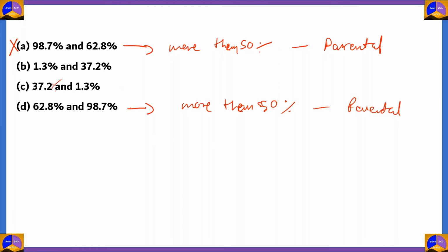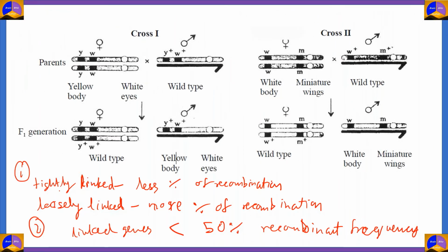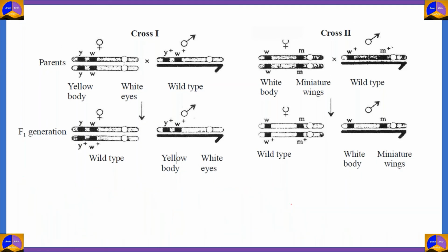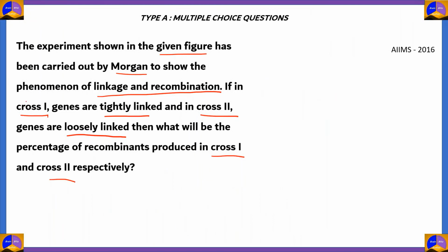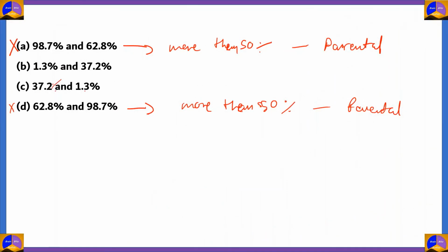Both of these are less than 50%, but there is one hitch. Remember our first rule. Tightly linked means less percentage of recombination. Loosely linked means more percentage of recombination. And over here in cross 1, they are tightly linked. So that means cross 1 should have less percentage of recombination than cross 2. But in option C, 37.2 is greater than 1.3. So option C is incorrect. The right answer is option B, 1.3% for cross 1 and 37.2% recombinant frequency for cross 2.